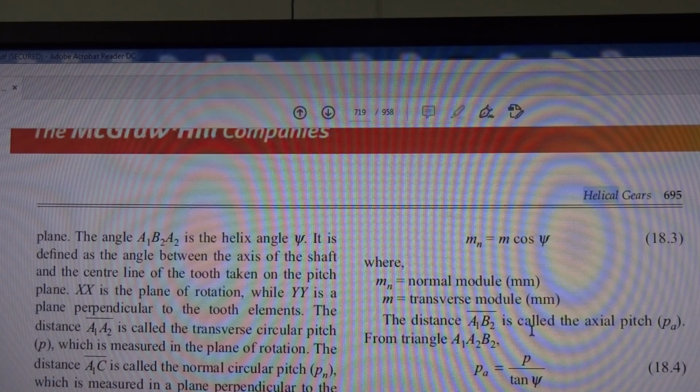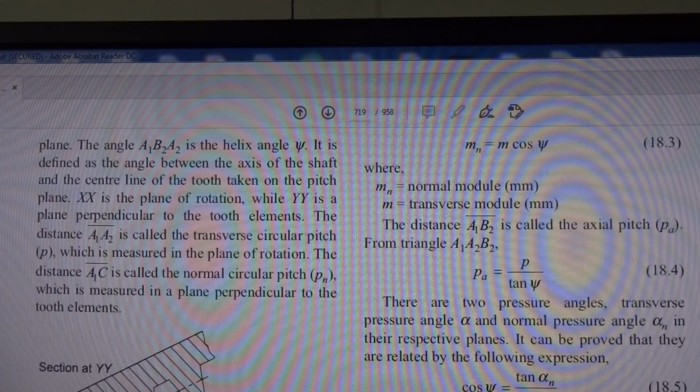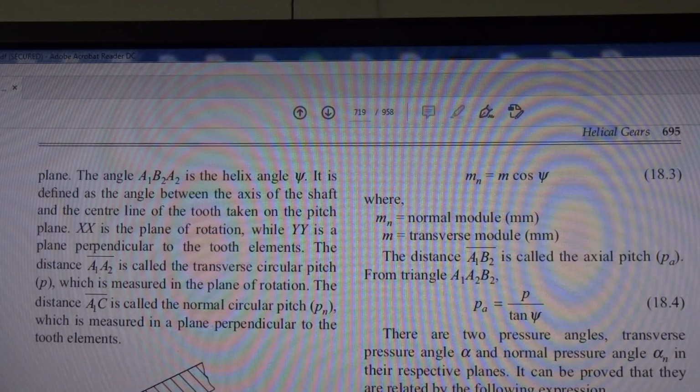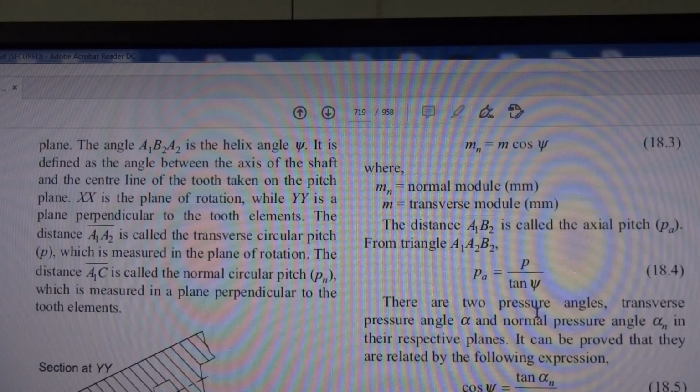Similarly, the distance A1 B2 is defined as the axial pitch. It is the distance along the axis, so it is known as the axial pitch. Axial pitch PA is equal to P upon tan psi. Now there are two pressure angles: the transverse pressure angle alpha and the normal pressure angle alpha n.